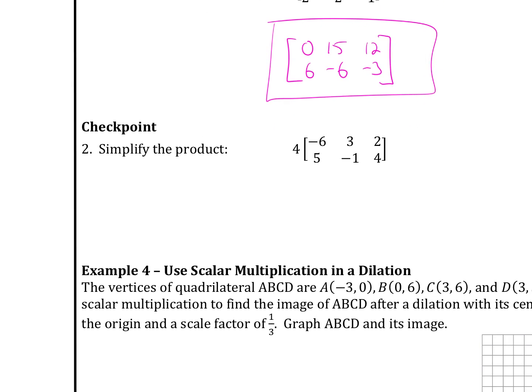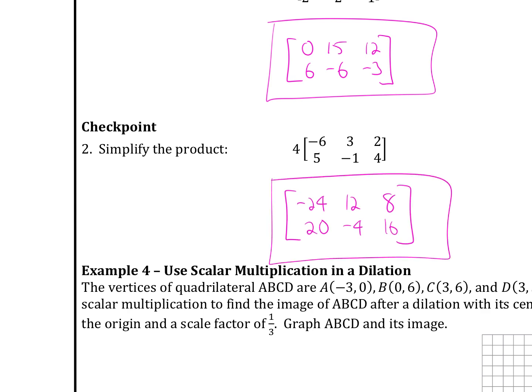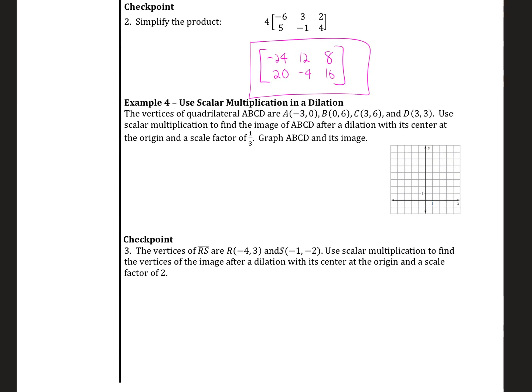All right, same thing here. So we're multiplying 4 by every element in the matrix. So 4 times negative 6 is negative 24. 4 times 3, 12. 4 times 2, 8. 4 times 5, 20. 4 times negative 1, negative 4. 4 times 4, 16. And there we go. All right. Now, we got a lot more to go on here, so cool.